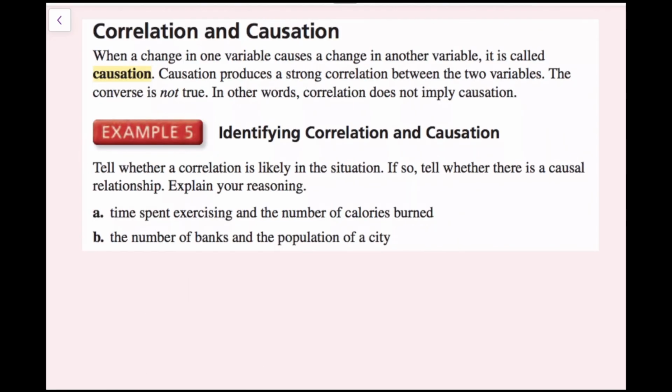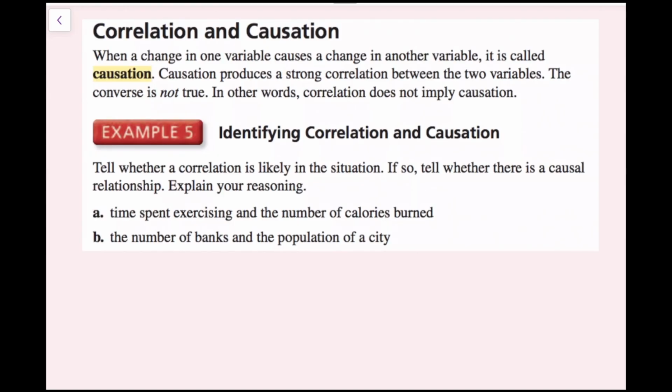Now we're going to talk about correlation and causation. When a change in one variable causes a change in another variable, it is called causation. Causation produces a strong correlation between the two variables. The converse is not true. In other words, correlation does not imply causation. So for example 5, tell whether a correlation is likely in the situation. If so, tell whether there is a causal relationship. Explain your reasoning.